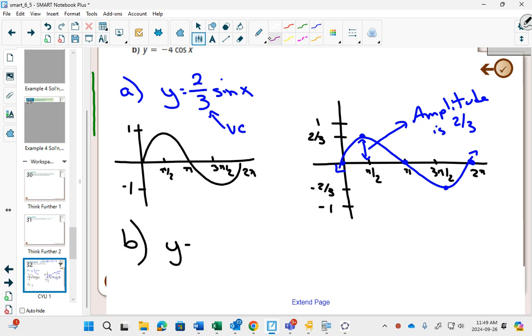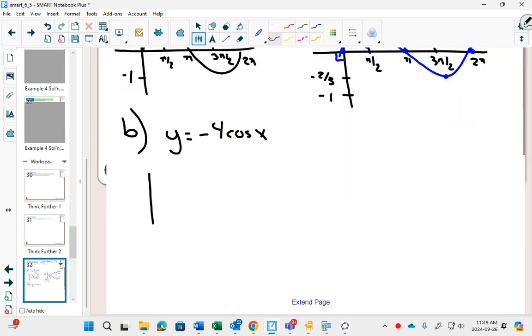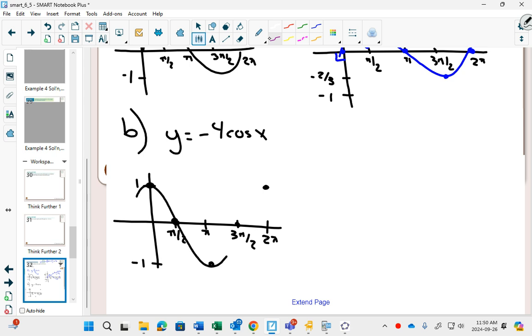So in B, we have y equals -4 cos of x. We would think about our regular cos graph with our axes family. So I label all my axes. Maximum of 1, minimum of -1. My cos graph starts at the maximum, center line, then minimum, then center line, then maximum. Here's my regular cos graph. Maybe I should have. It's not going to be quite to scale.